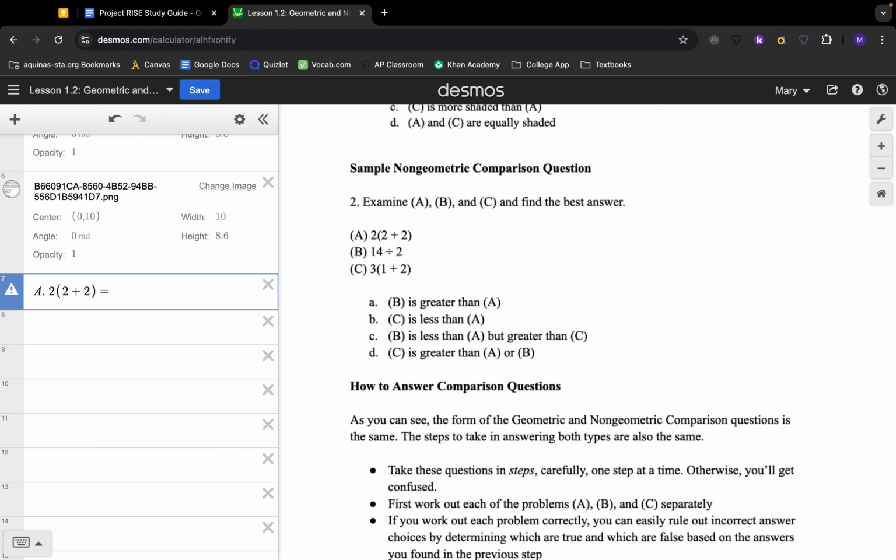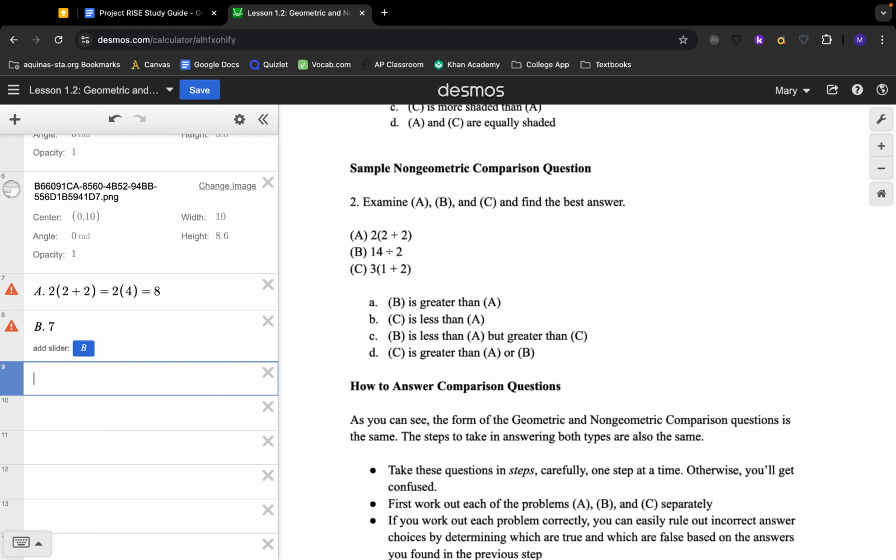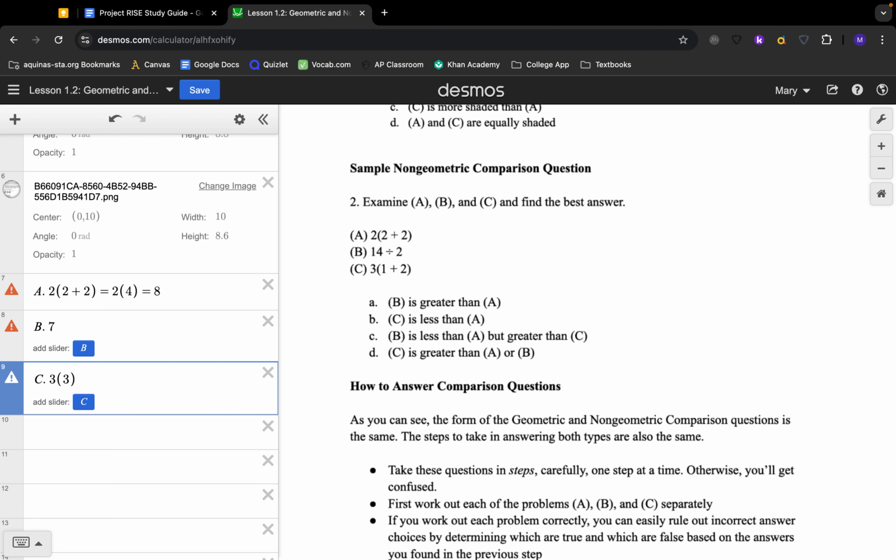Well, that's pretty easy to solve. 2 plus 2 equals 4. So 2 times 4 equals 8. That's what A equals. So B is giving us 14 divided by 2, which we know is 7. And C is 3 times 1 plus 2. 1 plus 2 equals 3. So 3 times 3 equals 9.